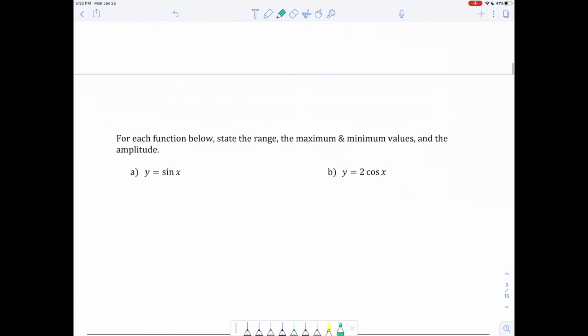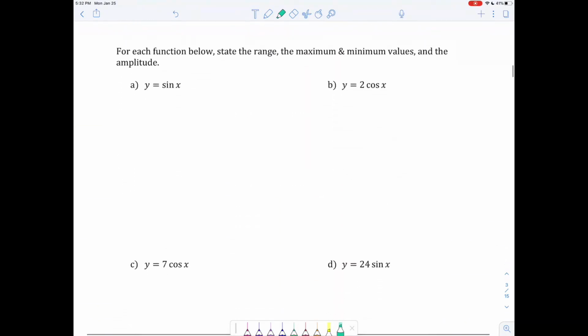So let's start with just the amplitude and what happens there. Here we have y equals sine x, we've already noted that the range is from -1 to +1. So we know that the minimum is -1. We know that the maximum is +1. And we also know that the amplitude is 1.